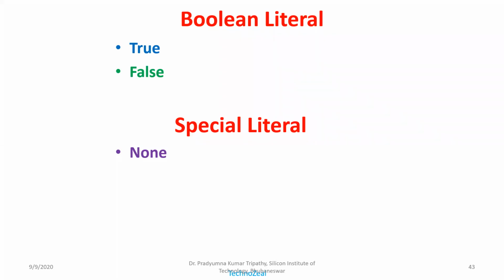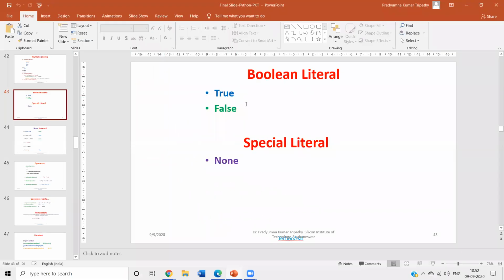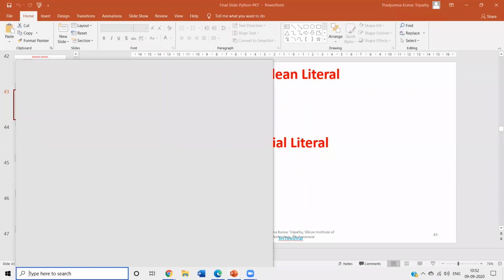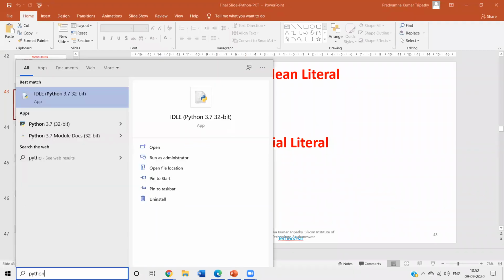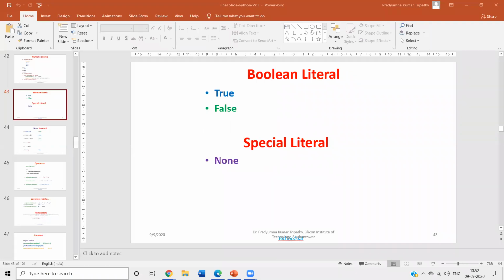Some more data types available in Python are the Boolean literal and the special literal. These are two different constants. Literal means constants. One is the Boolean constant, which is assigned True or False. And there is another special type of constant, None. I will tell you what this None is. For the time being, let us see what the True and False literals are.